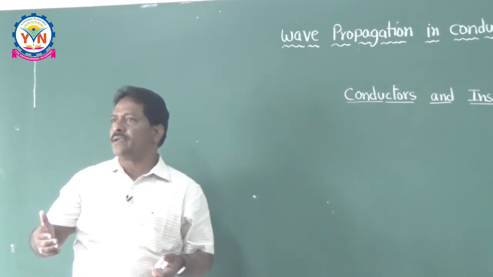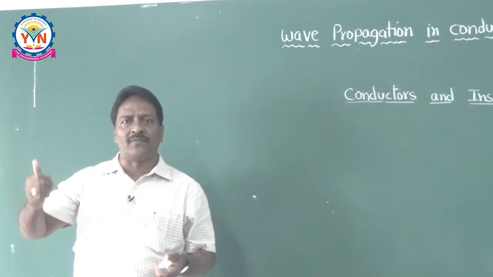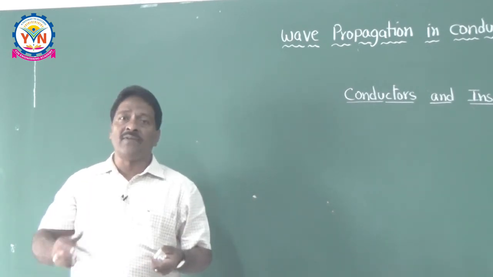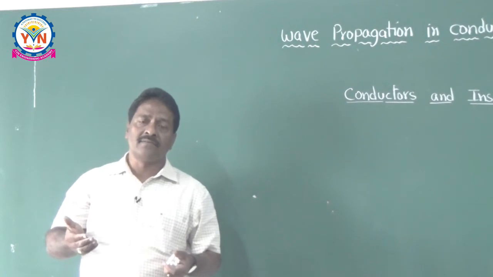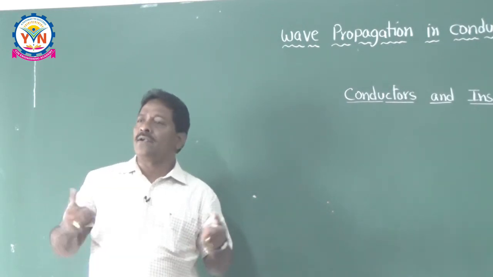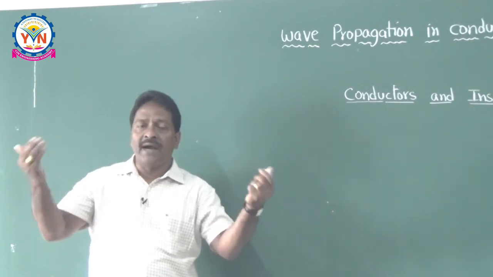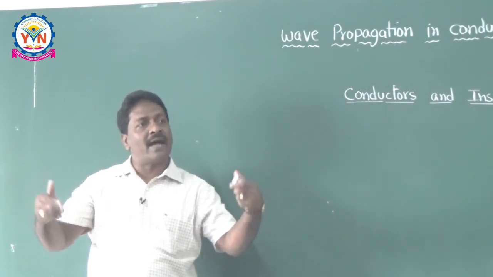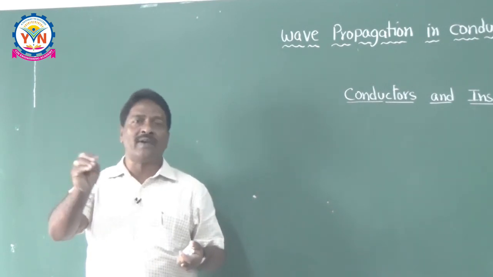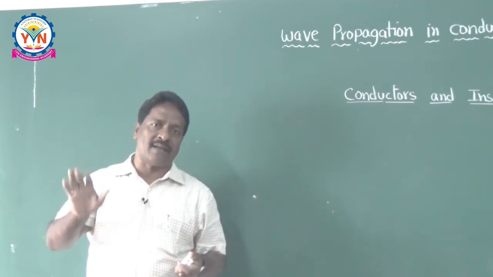We cannot see an ideal conductor, meaning sigma is equal to infinity. An ideal dielectric means sigma is equal to 0. But always we have the practical values. Just like in this class, I cannot find an ideal student or ideal faculty members, but I can see good students and good faculty members, because they are practical values.